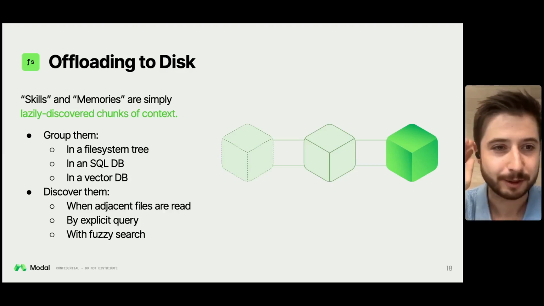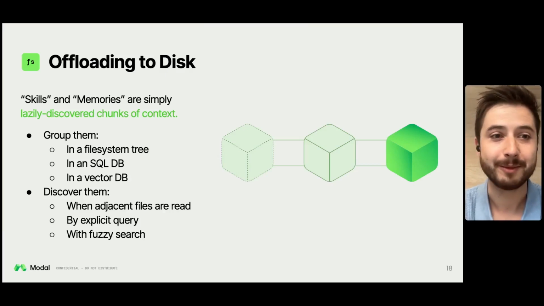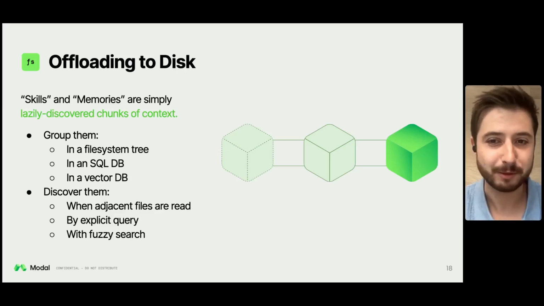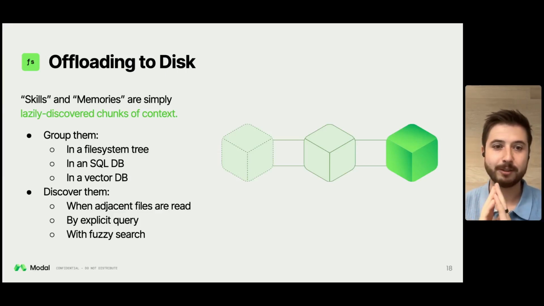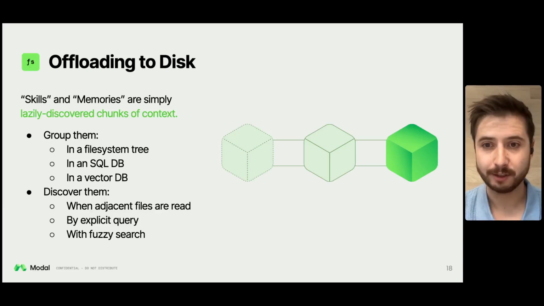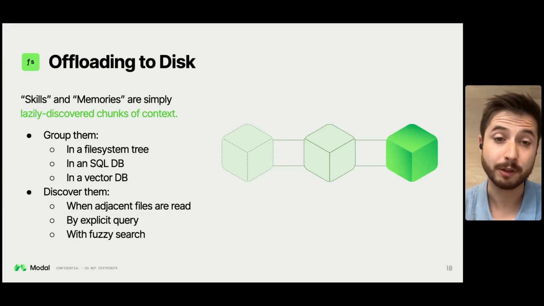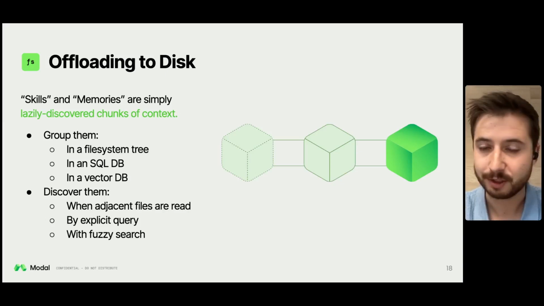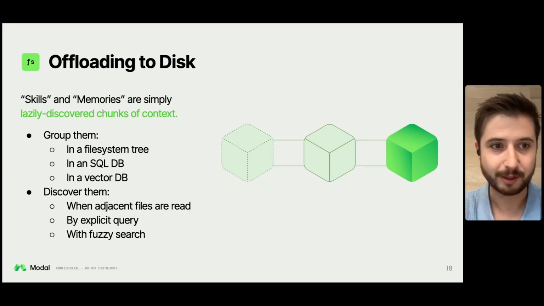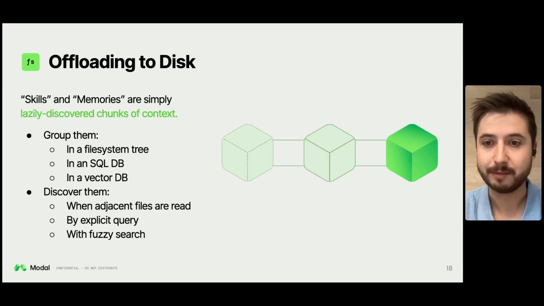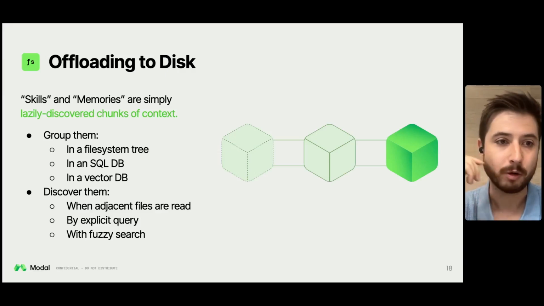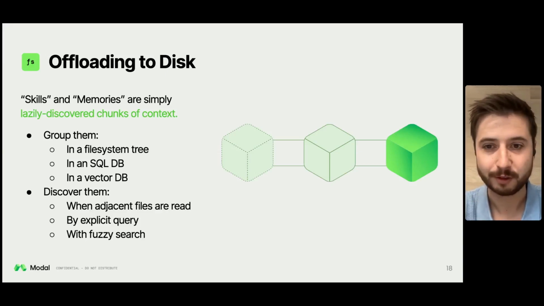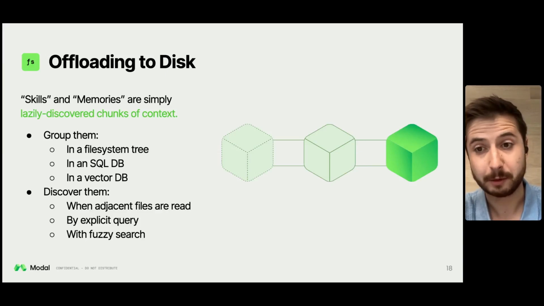Skills and memories, or whatever name the industry gives these things, because it's all context, it's all prompts, but they're calling it special things. Skills, memories, what it actually is, it's just lazily discovered context. You can do this in a file system, you can put this in an SQL database. People are doing it in vector databases. And then you have different discovery patterns. Like I said, whenever you read adjacent files, pull in some blessed context file, like a Claude MD, or use an explicit tool to query into these skills, these memories, or fuzzy search. You can implement this really however you want.